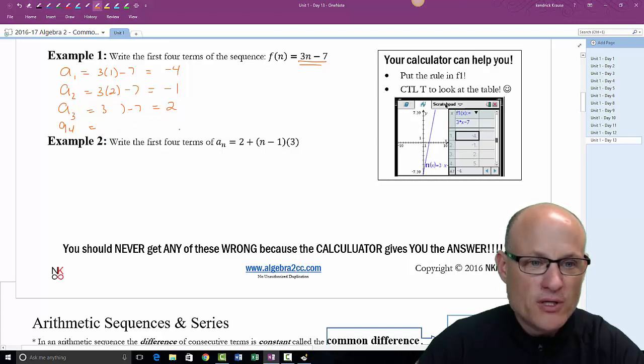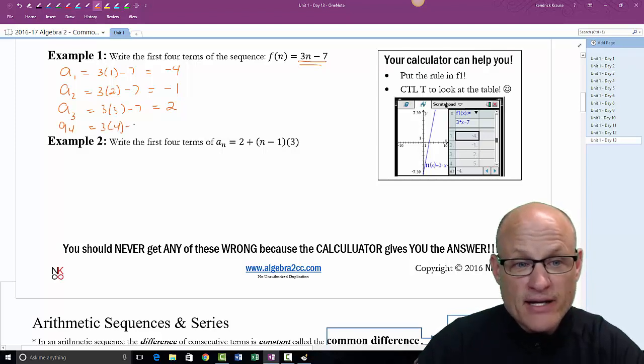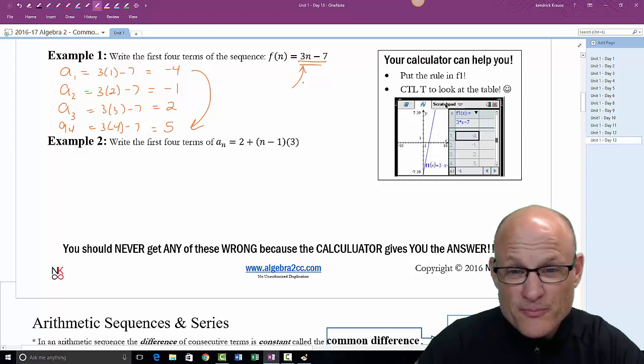Yeah, no, that's right. 3 times 3. And the next one is 3 times 4 minus 7, and that would be 12 minus 7 is 5. Notice it's just going up by 3 every time, and that's your slope.